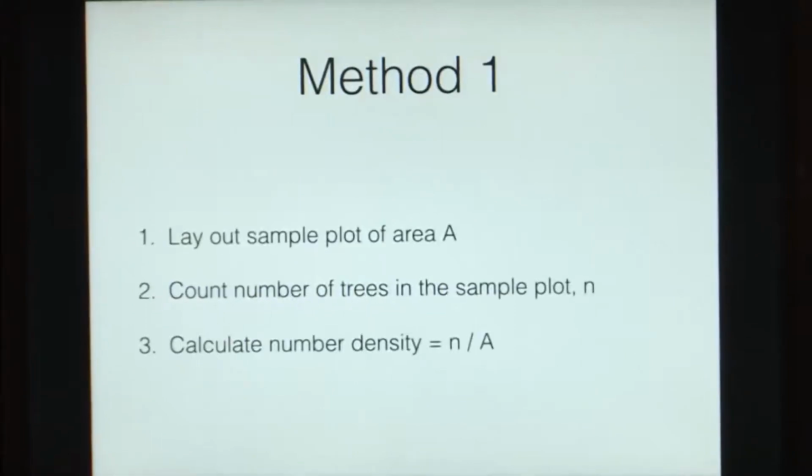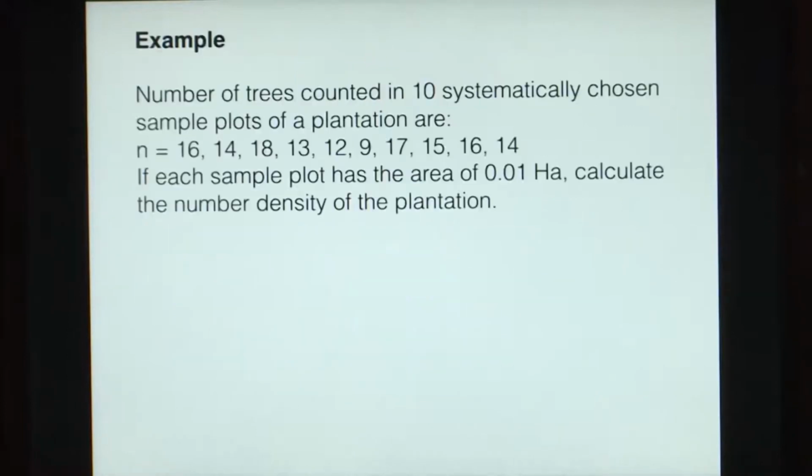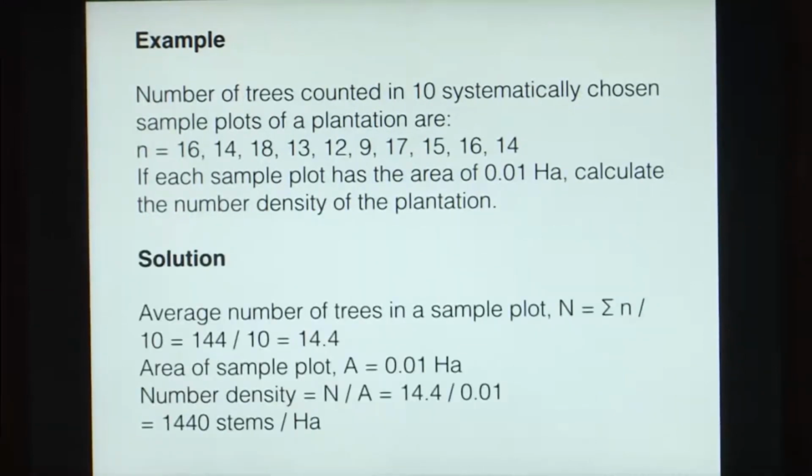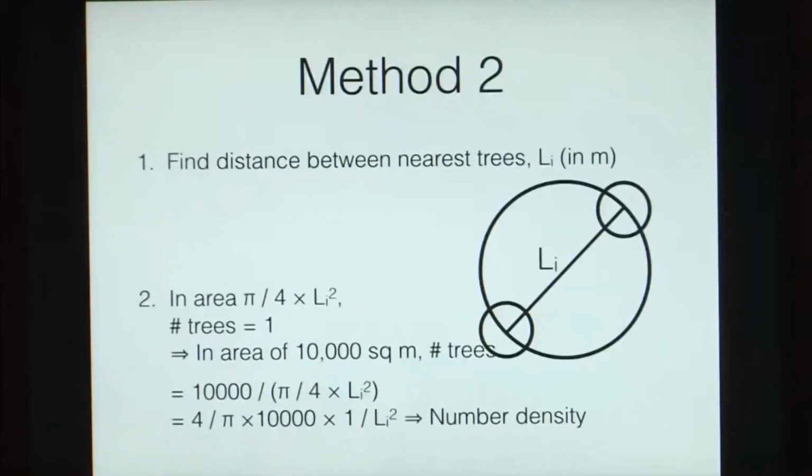The first method, which is the simplest method, is to lay down a sample plot of a fixed area, count the number of trees and then calculate the number density as n by a. In this case the area of the sample plot should be in hectares to get a number density in number per unit hectare. We also looked at an example problem and how to solve it, and we also derived another equation for the second method.